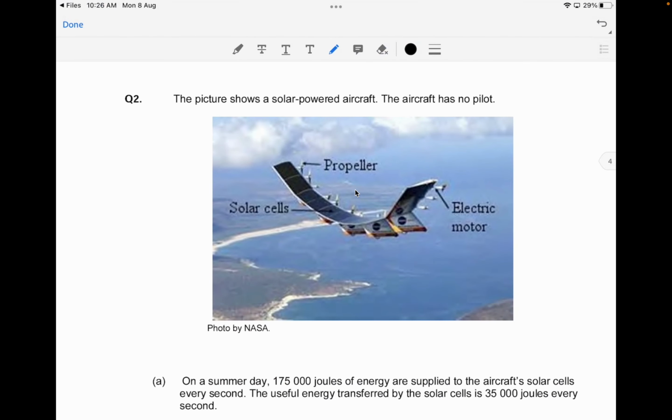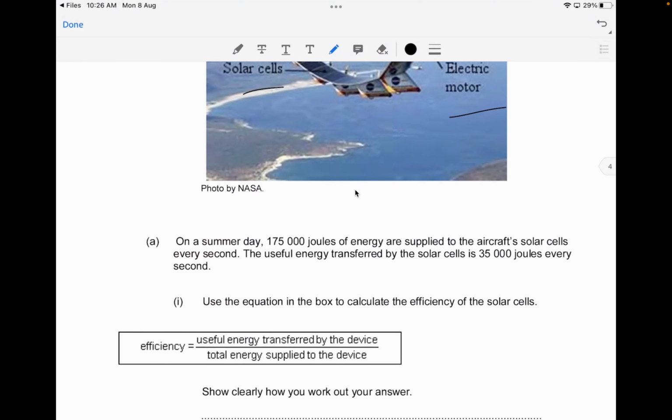Now the next question shows us a solar-powered aircraft. As you guys can see, the aircraft has no pilot. You can see solar cells, you can see a propeller, you can see an electric motor as well. Now on a summer day, about 175,000 joules of energy is supplied to the aircraft's solar cells every second. The useful energy transferred by the solar cells is about 35,000 joules every second.